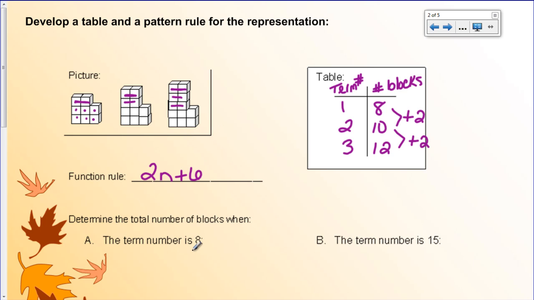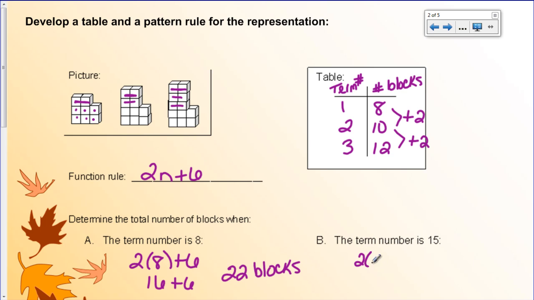So now we're going to determine the total number of blocks when the term number is 8. That just means we're going to plug it in. 2 times 8 plus 6. Well, 2 times 8 is 16, and 16 plus 6 happens to be 22. So the 8th term number has 22 blocks. Worked that backwards.